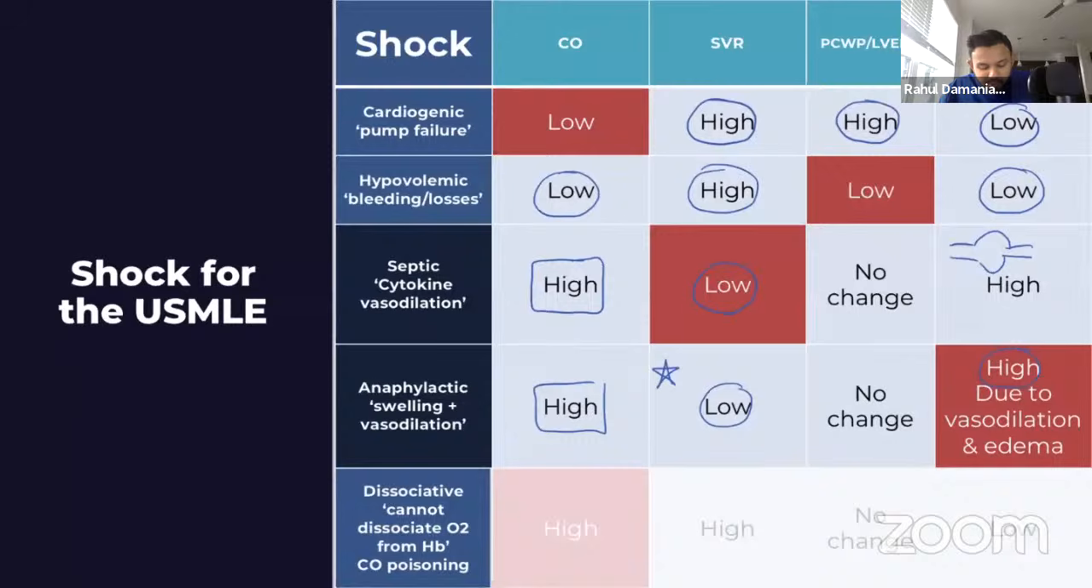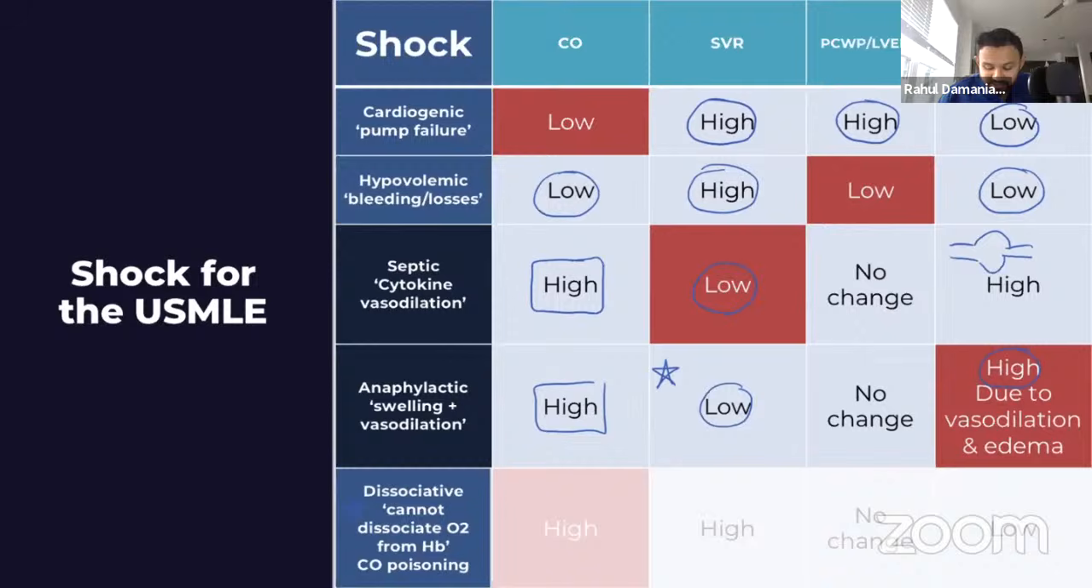Dissociative shock is going to be the last type of shock. In dissociative shock, oxygen cannot actually dissociate from the hemoglobin. So this is what you see in test questions related to carbon monoxide poisoning. This is where test makers are going to put in the test question that they were in a fire or they were next to a heater. They'll say winter type season.